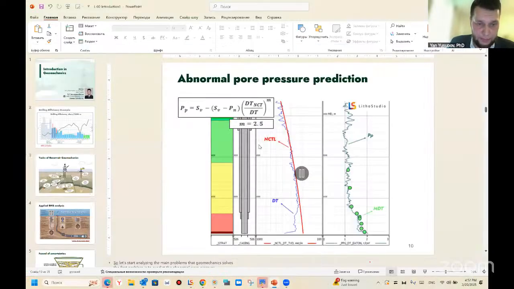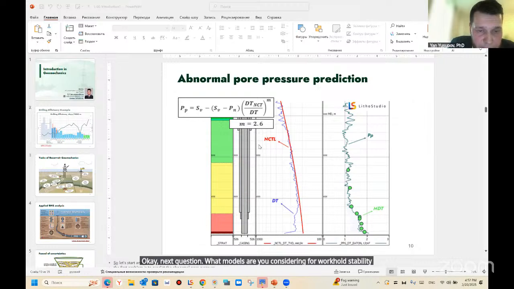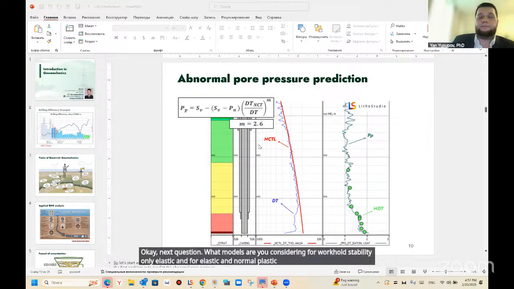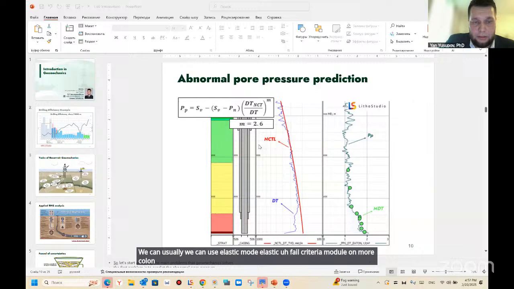Okay, next question. What models are you considering for borehole stability? Only elastic, and no plastic? We can usually use elastic failure criteria, Mohr-Coulomb, Hoek-Brown, and other failure criteria.